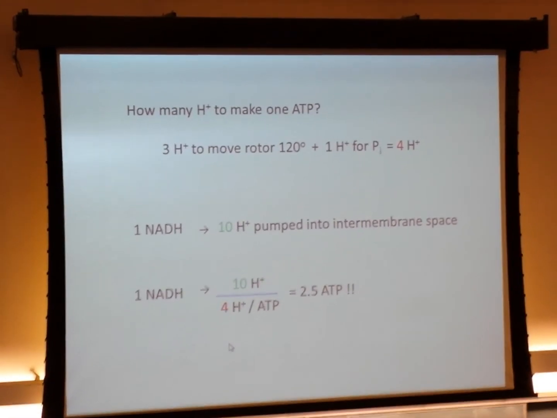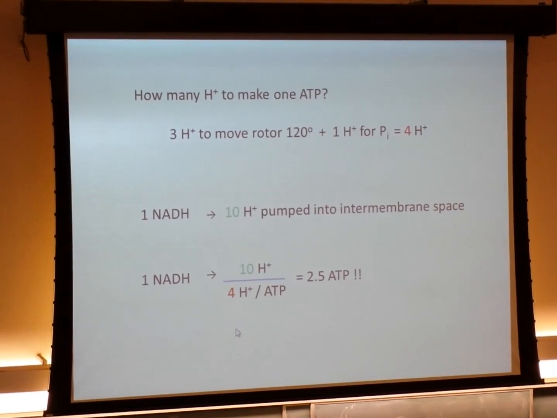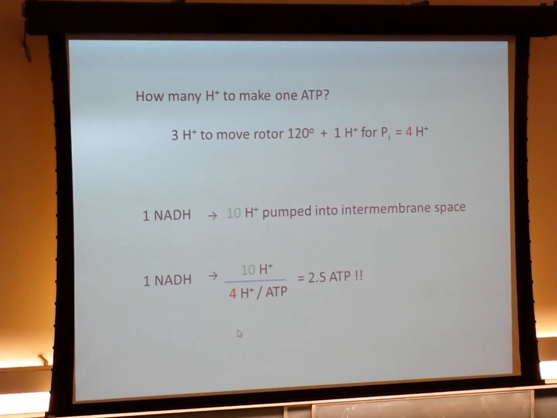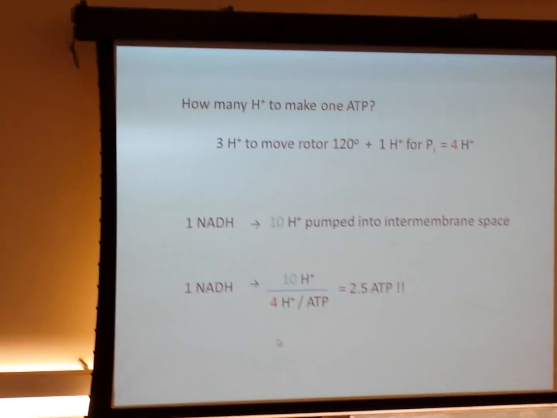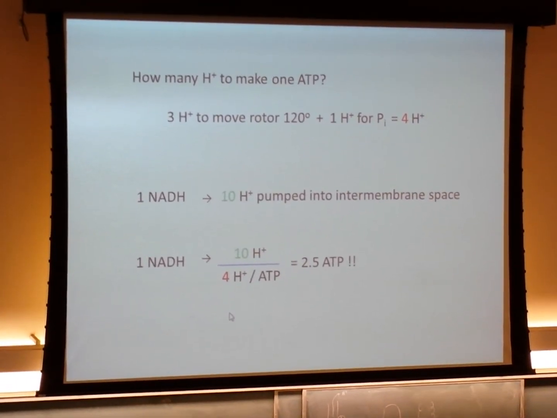You can do the same calculation for an FADH arising from succinate. Succinate, when it binds, misses complex 1. So instead of 10 protons, you get 6 protons.